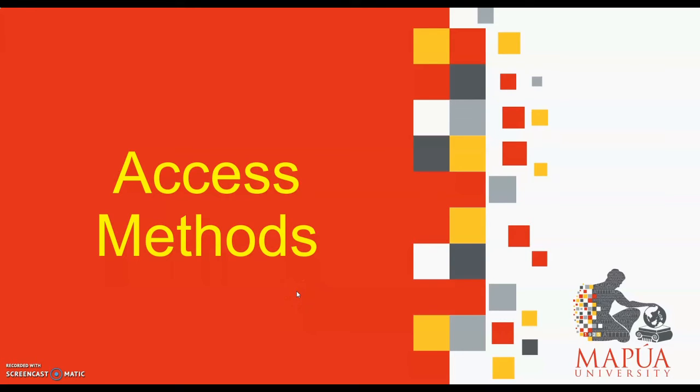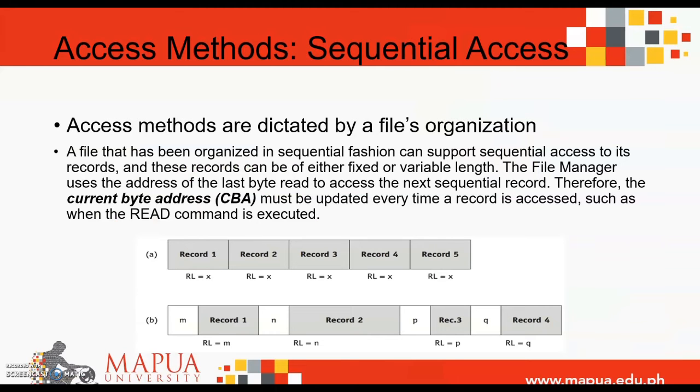I'm Jacob Wanzing from Group 8, and we're going to talk about access methods and file management. So for the sequential access, when a file has been organized in a sequential fashion, it can support sequential access to its records, and these records can be of either fixed or variable length. The file manager uses the address of the last byte read to access the next sequential record. Therefore, the current byte address, or the CBA, must be updated every time a record is accessed, such as when the read command is executed.